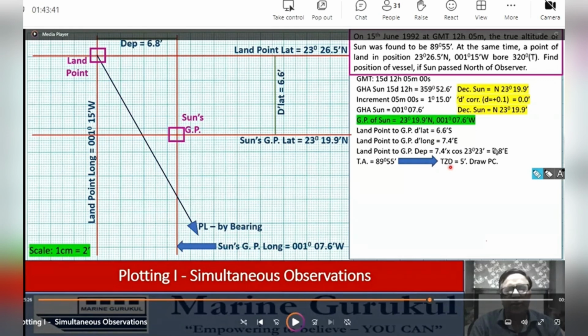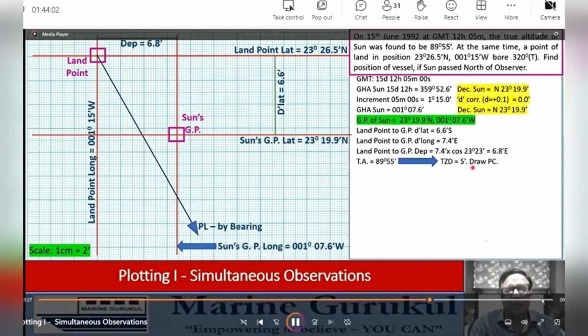So this PL you plotted using protractor. That's correct, beta. It will be plotted using protractor. Okay, sir. Okay, great.